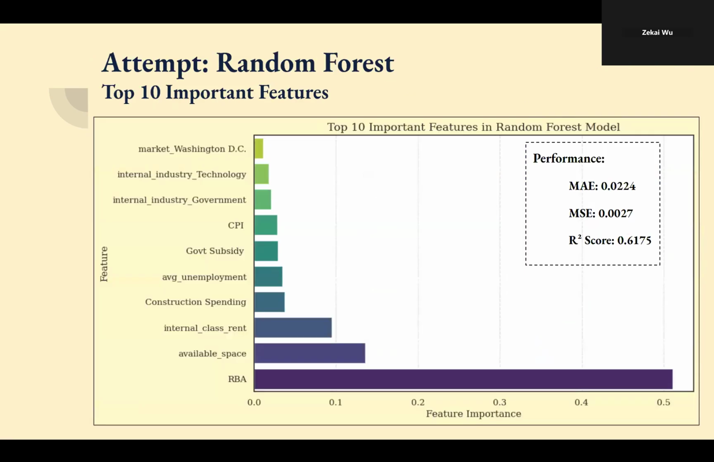We also used random forests to explore nonlinear patterns. We achieved a slightly better R2 score than linear regression. RBA, available space, construction spending, and government subsidy are important features. Random forests also discovered the significance of rent prices.